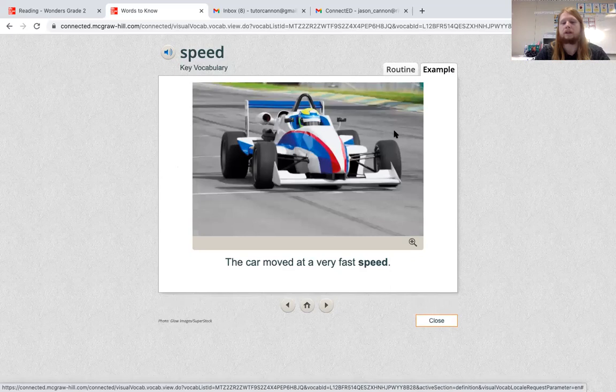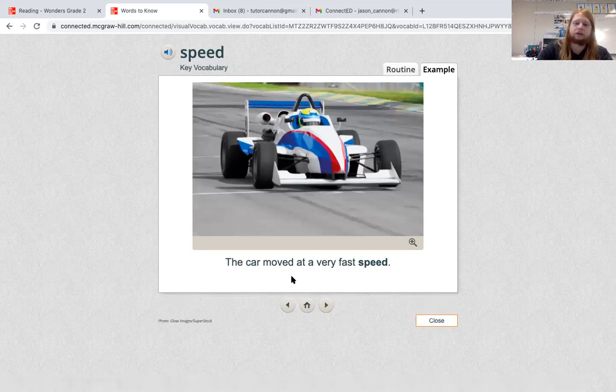Speed. The car moved at a very fast speed. This is a Formula One car, maybe. I'm not too good with cars, but I've seen Formula One once or twice, and that's what it looks like. That car can go really fast, over 200, 250 miles an hour, which is a lot faster than we're allowed to go.